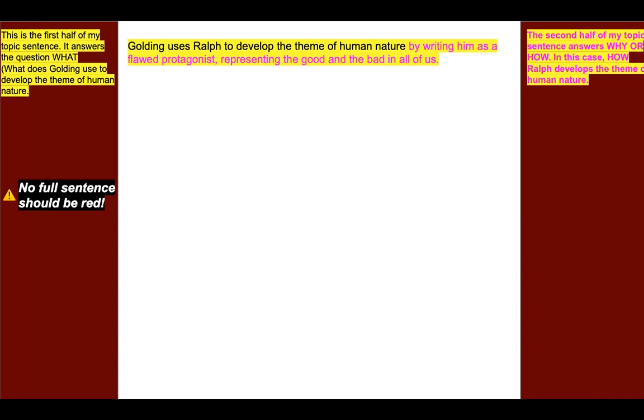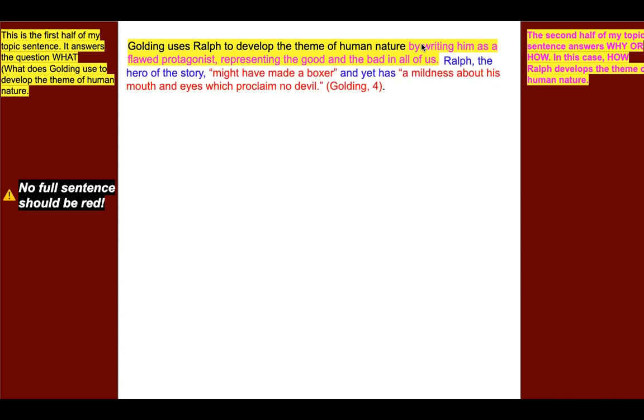That's kind of a what question. But how does he do it? How does he use Ralph? By writing him as a flawed protagonist. That's the how. So your purple is why or how, and black is the what. For it to be a really strong topic sentence, I want you to make sure you're using how or why in that. And then you need to give evidence to support this.